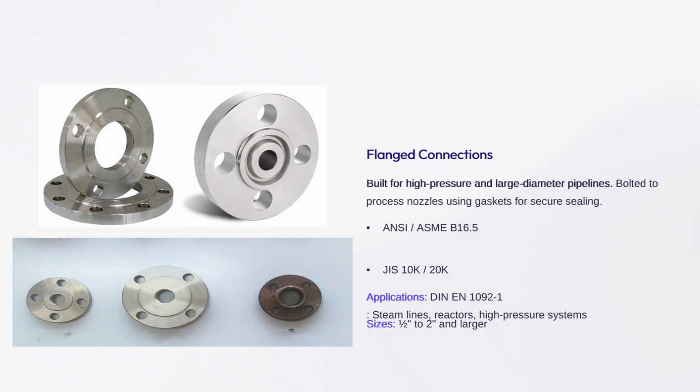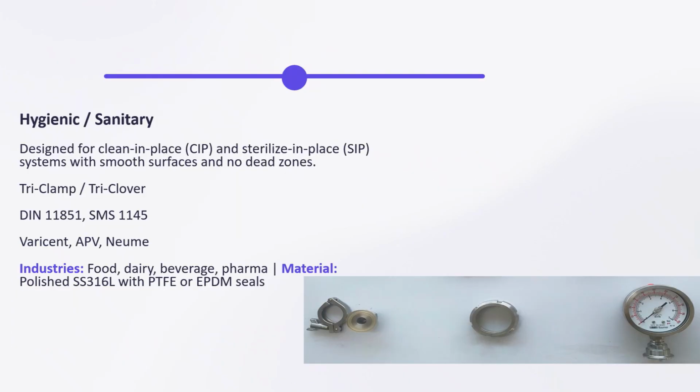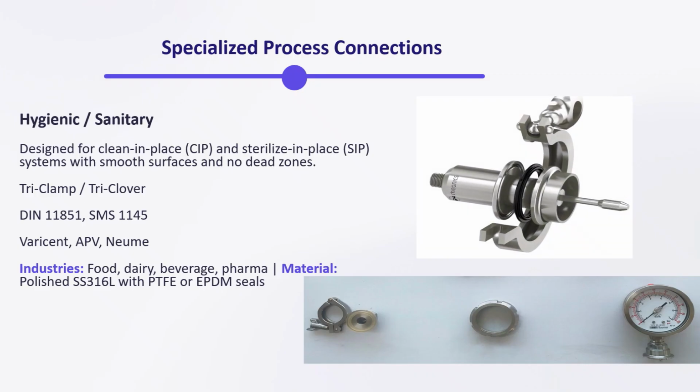Third one is C. Hygienic, or sanitary connections, designed for clean-in-place, CIP, and sterilize-in-place, SIP systems. Smooth surfaces with no dead zones, such as tri-clamp, tri-clover, DIN 1151, SMS 1145, Varivent, APV, NUM. These connections are used in food, dairy, beverage, pharma, and are made up of polished SS316L with PTFE or EPDM seals.